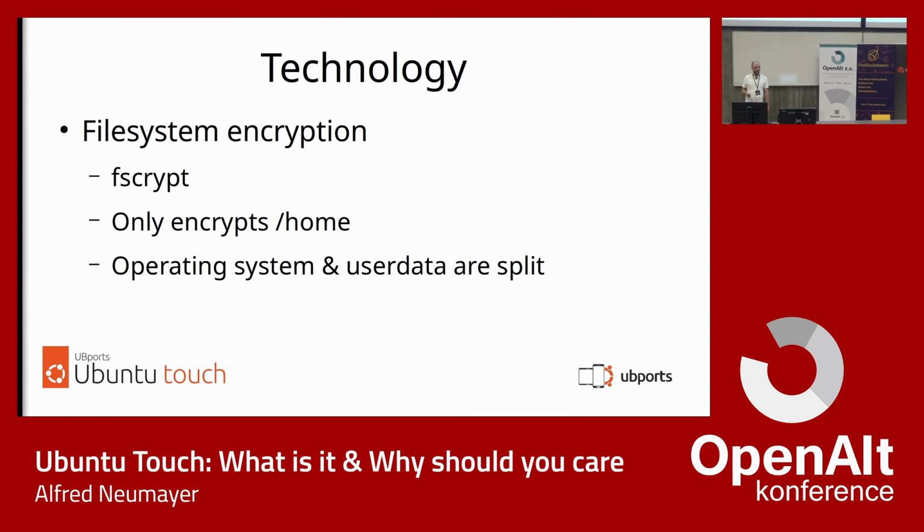Then there is file system encryption, which has recently landed in 24.04-1.0. It's not full disk encryption, it's FS-Crypt, which is a Google technology. We only encrypt the home partition or the home directory because of the operating system and user data split. So the rootfs stays read-only. The user data is separately available, and in the user data partition there's the home directory.